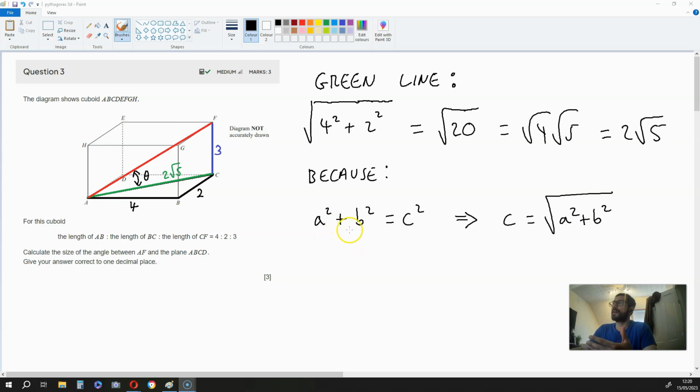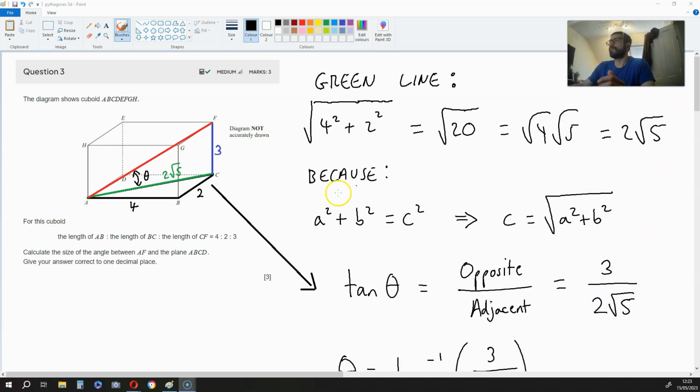So using Pythagoras' theorem, what we get is the square root of 4 squared plus 2 squared for this green line over here. And that is the same as root 20, which can be simplified into root 4 times root 5, which is the same as 2 times root 5. Okay, so now we're ready to get the angle theta.